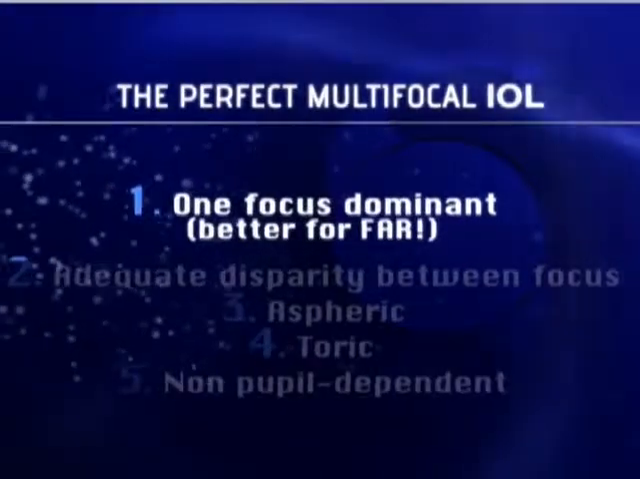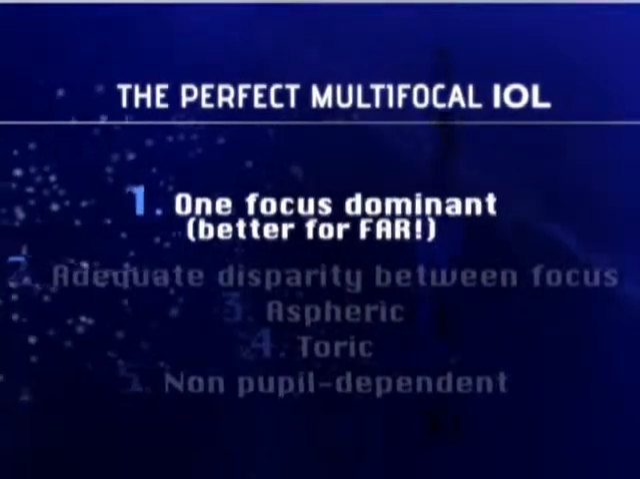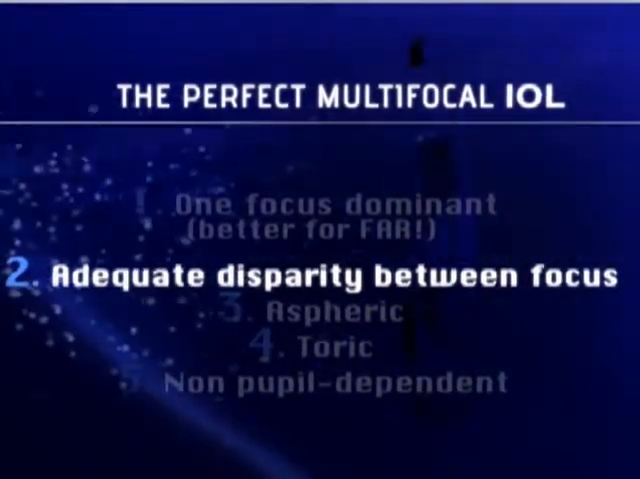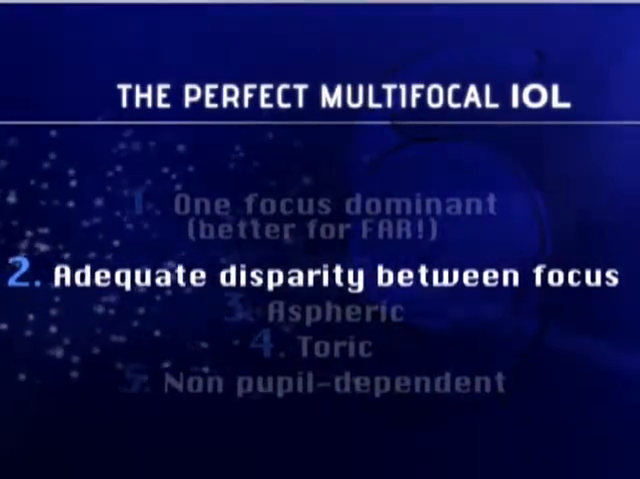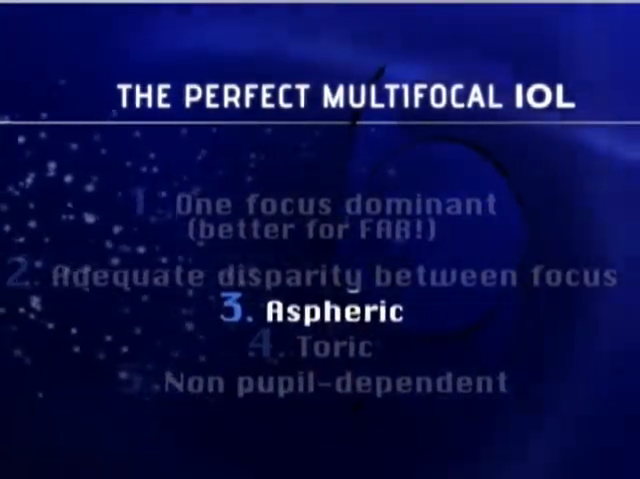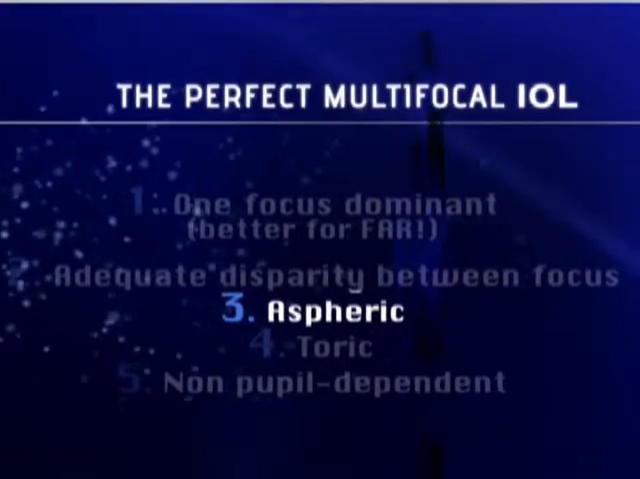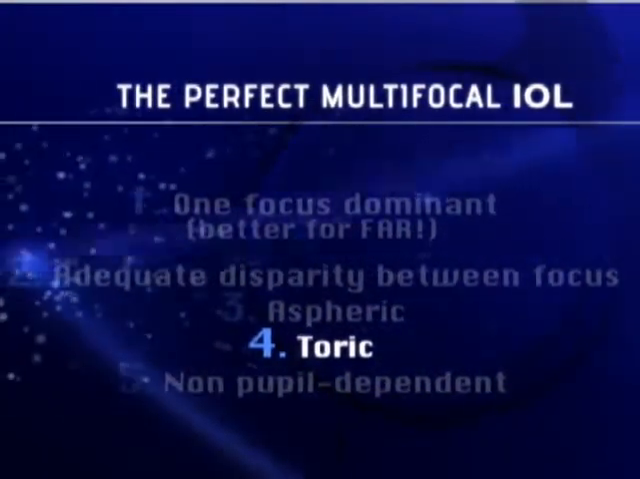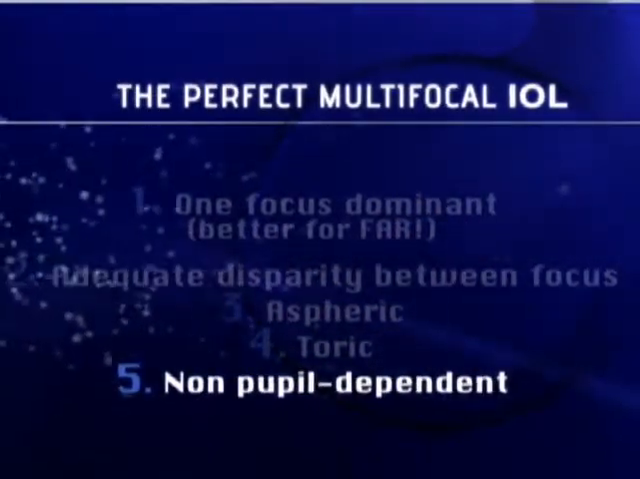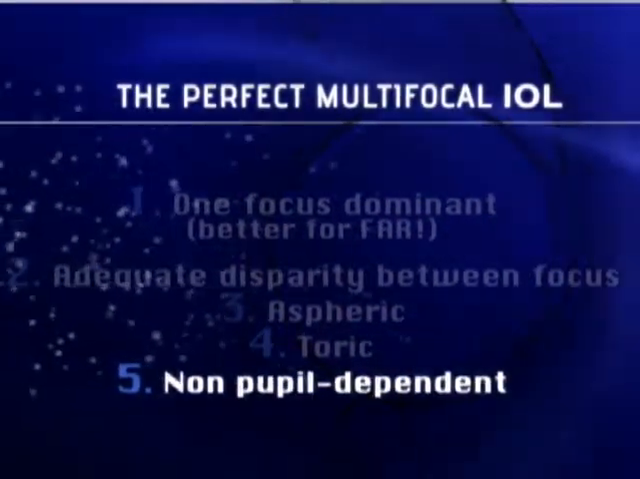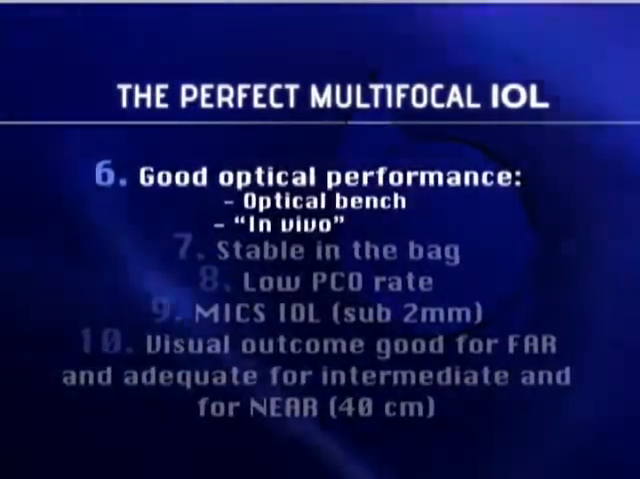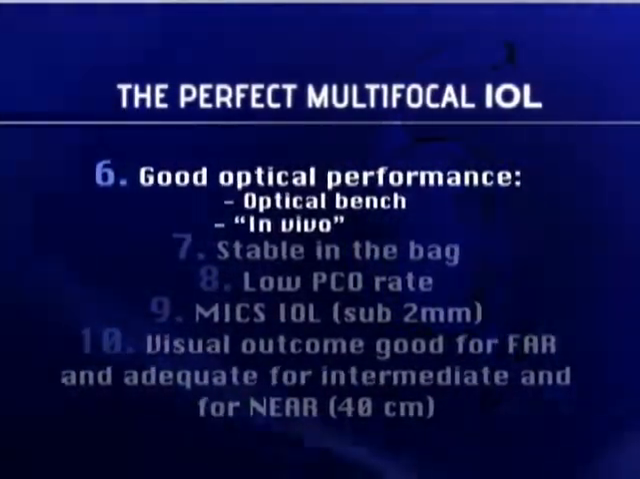The perfect multifocal lens should have a focus which is dominant for far. It should avoid the overlapping of foci, providing the adequate disparity between foci. It should be aspheric in order to improve the optical performance. It should be toric to correct astigmatism and, if necessary, pupil independent to be able to function in different environmental light conditions. Optical performance should be very good on the optical bench and indeed when inside the eye.